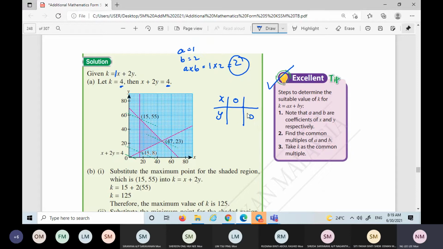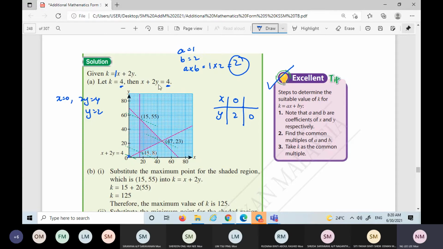Get the x and the y intercept. This is why I say sometimes this number is too small or too big. Okay, that's not suitable with this scale. So now we see an example: x is 0, then 2y is 4, so y is 2. Okay, y is 2. So you mark here 2.